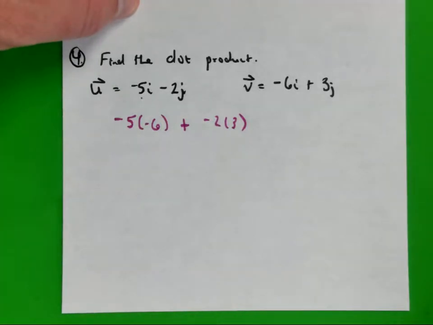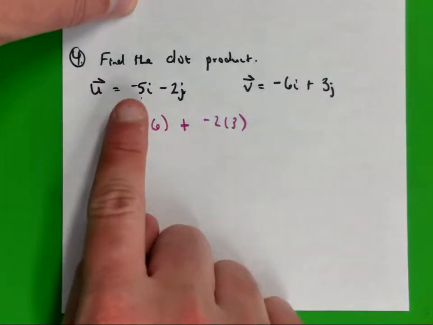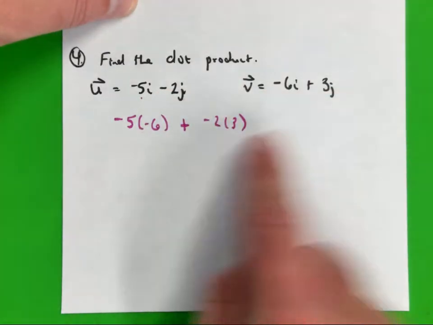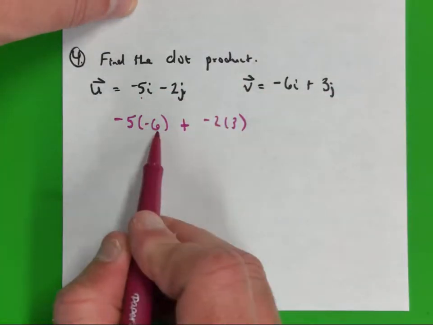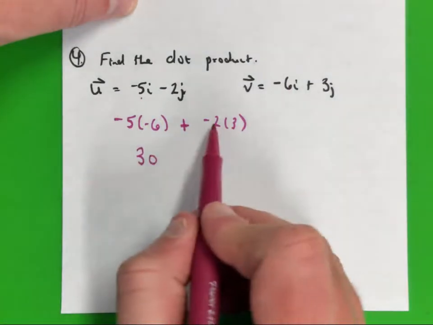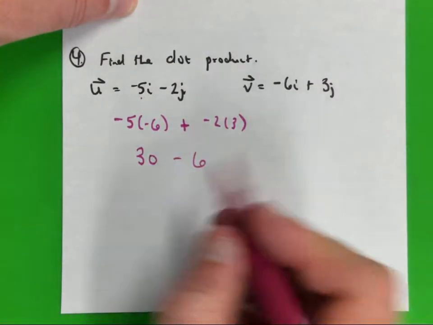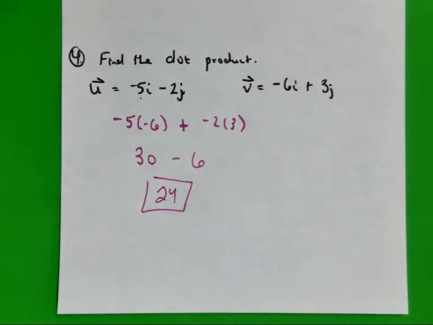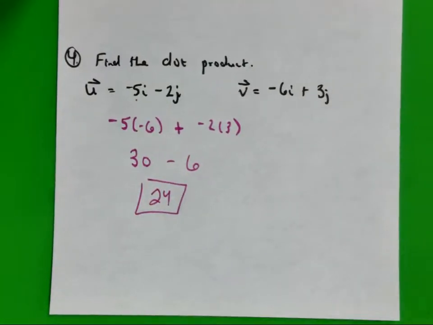There's not division with vectors. There's dot product. So you're going to multiply this times this plus this times this. So negative 5 times negative 6 is 30. Negative 2 times 3 is negative 6. That gives you a total of the dot product is 24. Are there any questions on that? We did review the dot product.